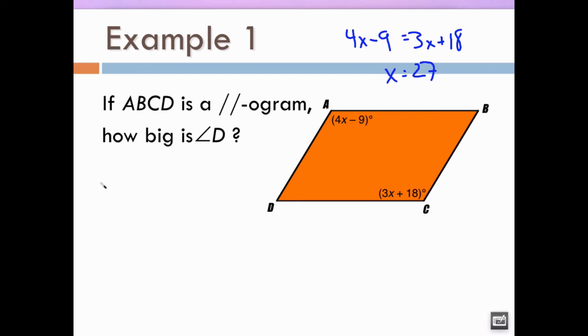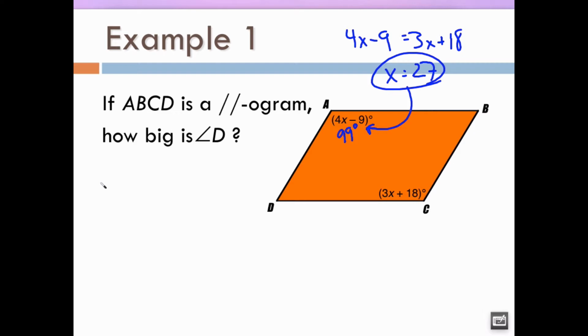Okay. Then how big is angle D? Well, first, I substituted X into either one. Which one did you do? A. And found out that A is how big? I'm actually improvising, I didn't get this far. I understand. 99. See what you're doing. 99.